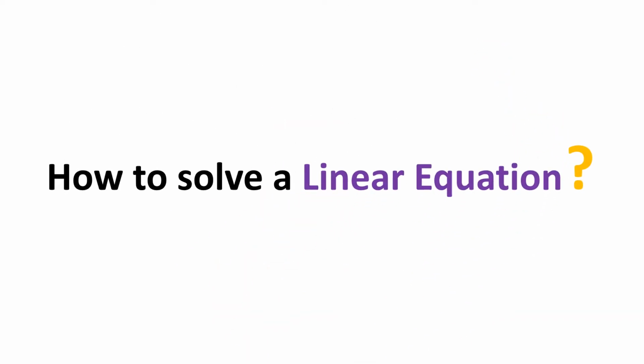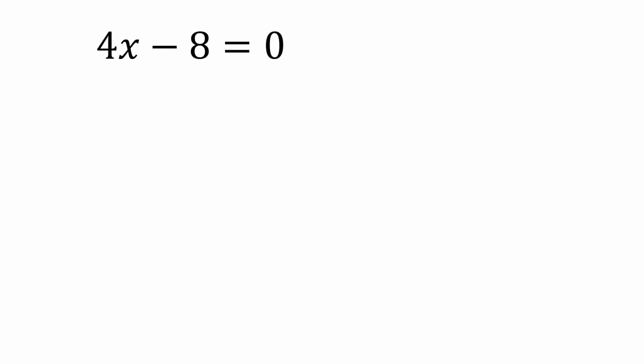So how do we solve a linear equation? Let's say we have 4x minus 8 equals 0. Now remember that solving an equation means that we want to determine the value of the variable that satisfies the equation. So therefore, we want to do our best to isolate the variable on one side of the equation by using the properties of equality.